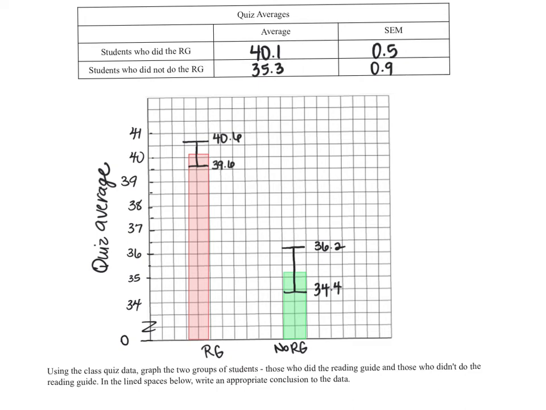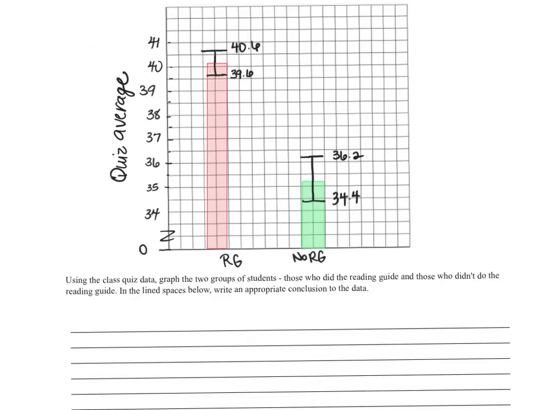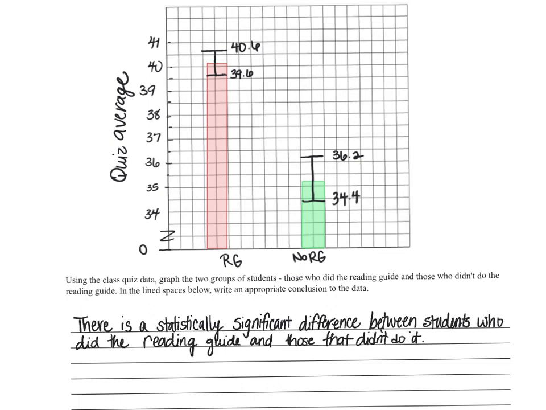Now let's write an appropriate conclusion. Remember that in your conclusion, you want to include the word statistical, since we are dealing with SEM bars. So the first thing we're going to do is acknowledge whether or not there is a statistical difference in these two groups of students, the ones who did the reading guide versus the ones who didn't. Then we're going to justify that conclusion. So there is our claim. There is a statistically significant difference between students who did the reading guide and those that didn't. We know this because the SEM bars do not overlap.